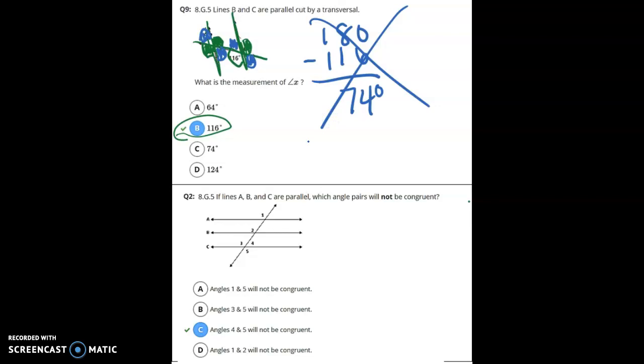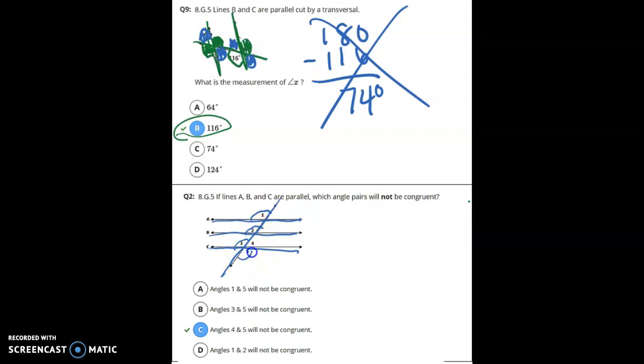On the one below it, again, let's consider these are all parallel lines. That means they all intersect this transversal. So angle 1 is in the same place as angle 2, is in the same place as angle 3. So all of those are congruent to each other.